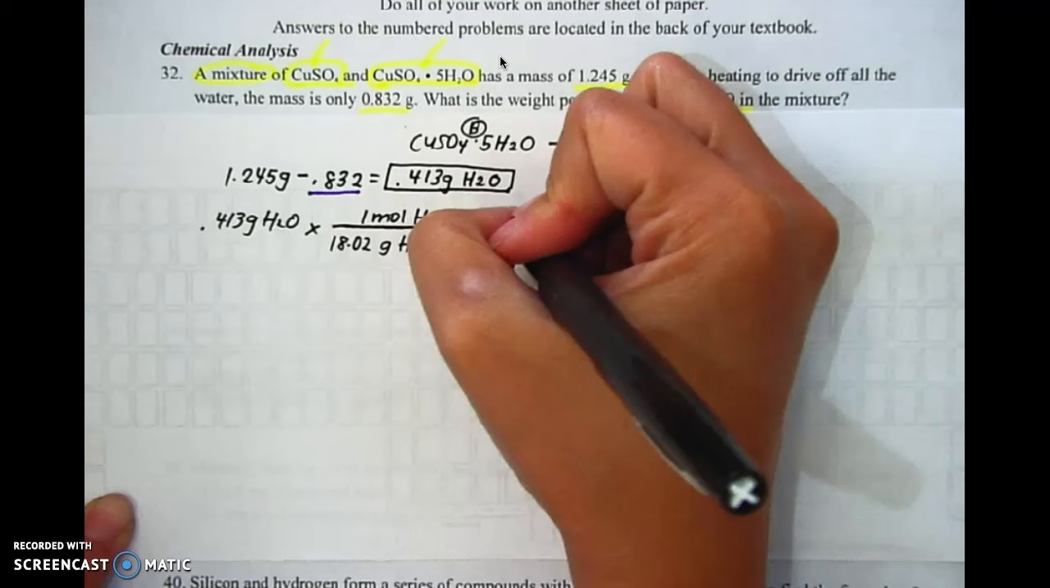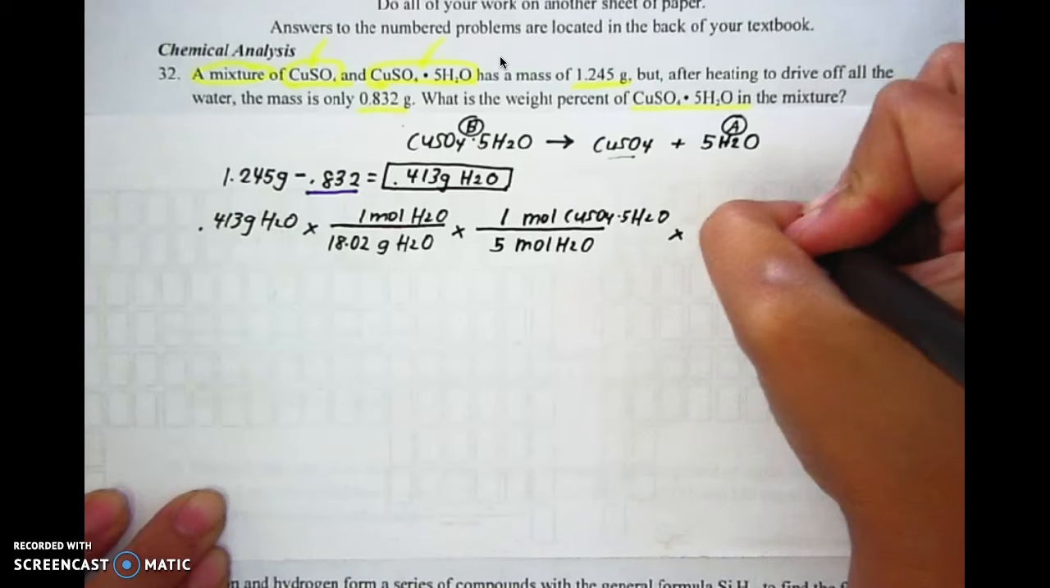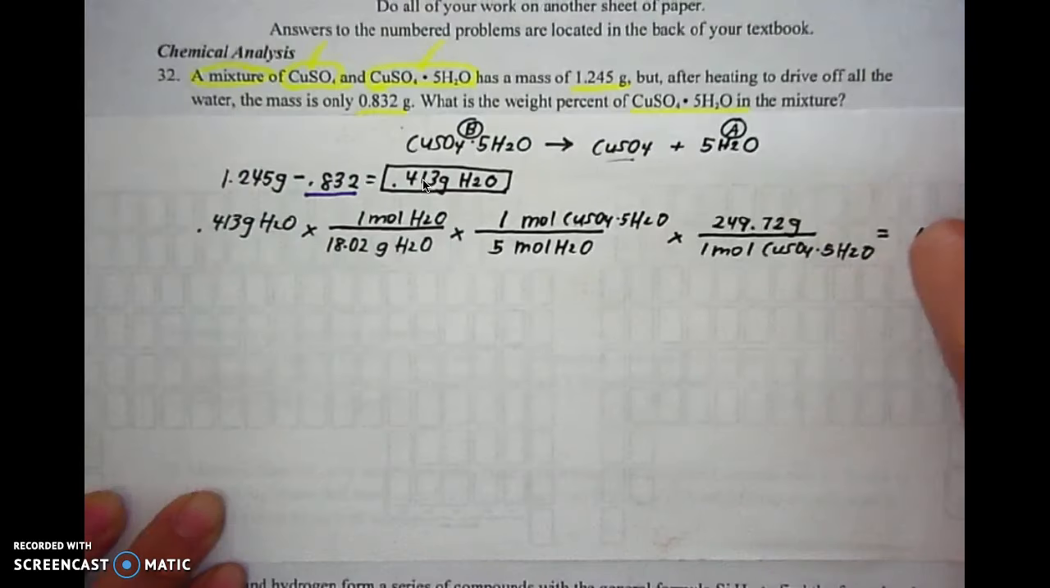So in 1 mole of copper sulfate pentahydrate, if you looked up the molar mass on the periodic table, it would add up to 249.72 grams. If you multiply all of this and then divide, you would wind up with 1.145 grams of this copper sulfate pentahydrate.